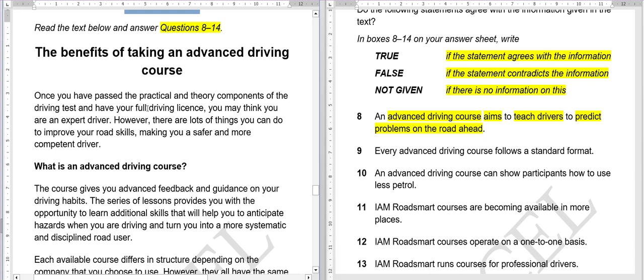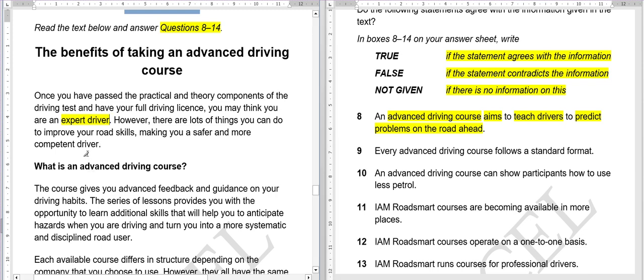Once you have passed the practical and theory components of the driving test and have your full driving license, you may think you are an expert driver. So they're telling you that if you have passed your practical and theory components, you may think after acquiring your license that you are an expert driver. However, there are lots of things you can do to improve your road skills, making you a safer and more competent driver. Obviously, there are a lot of things you can do to improve yourself, because nobody is perfect. Whatever the field is, whatever the situation is, there is always room for improvement.